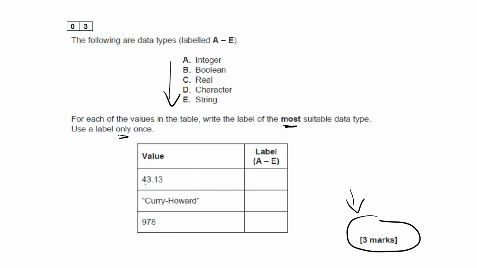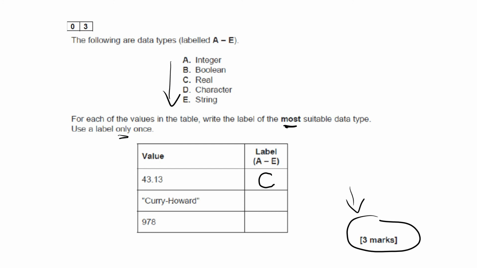So value 43.13. Now you can see it's a number, so you know that your options here are integer and real. Now real allows for decimal numbers, integer is whole numbers. So it's going to be real, isn't it? So we'll put a C there.